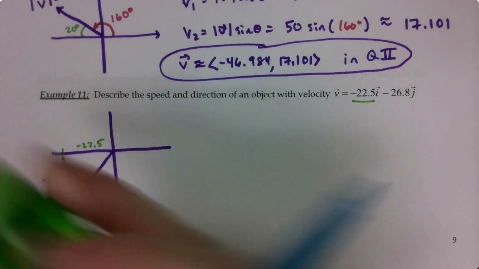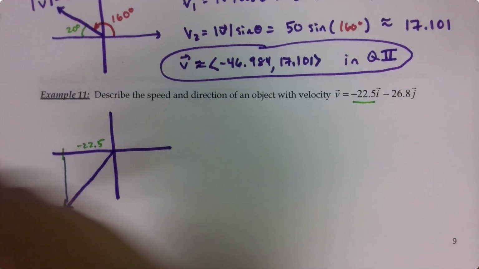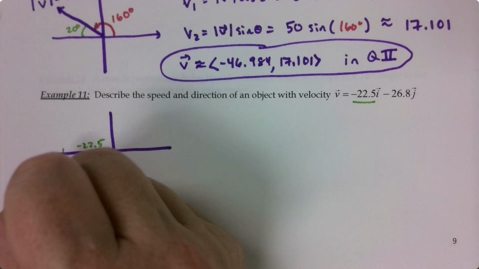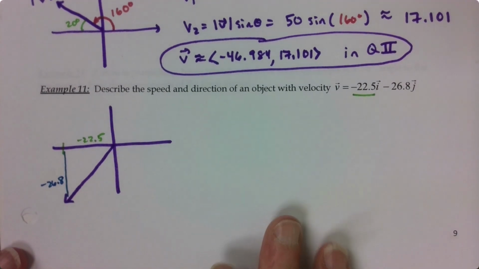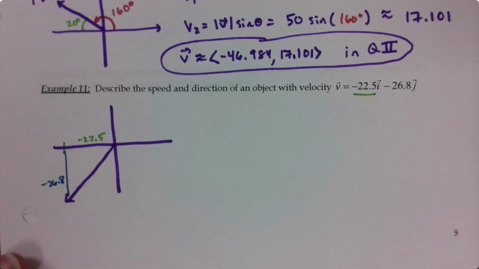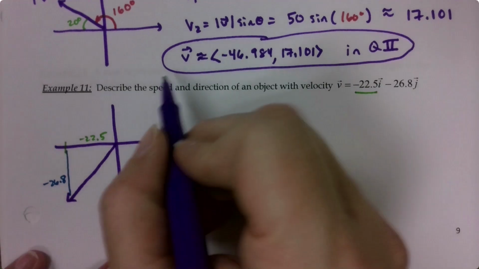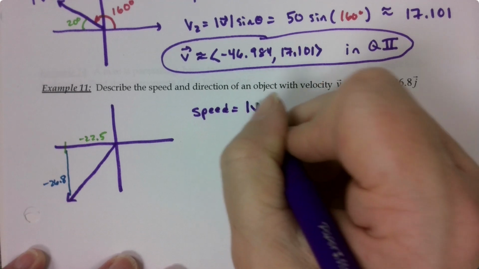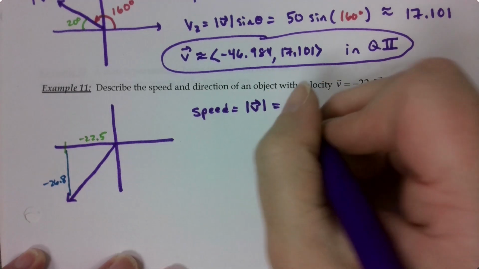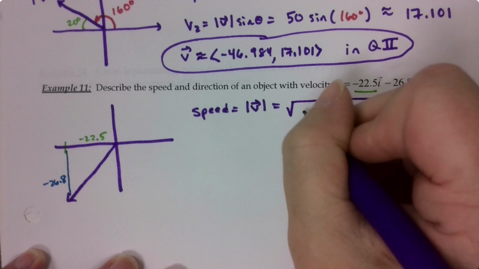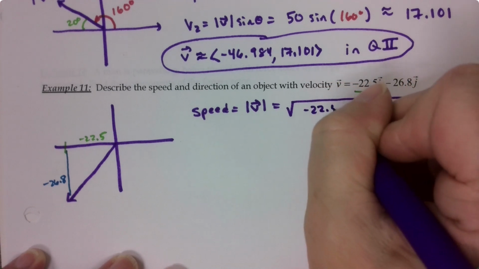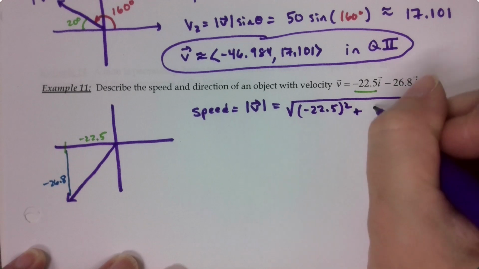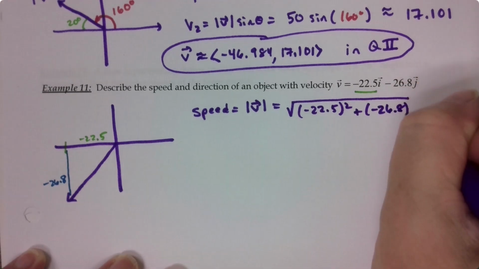Sorry, there's a point in there. It got lost. So let me draw that again. There we go. Okay, so we need to find the speed and direction. Now, speed is actually relatively easy. Speed is just the magnitude of the velocity vector. So that would be the square root of negative 22.5 squared plus negative 26.8 squared.